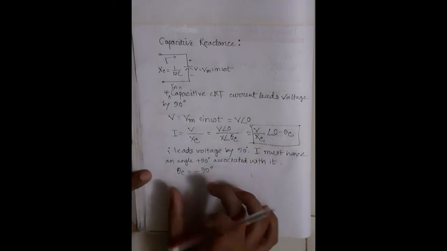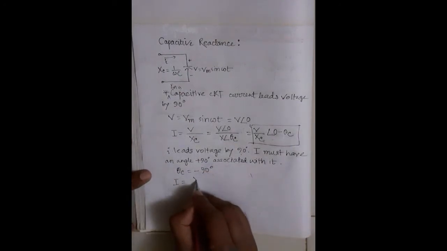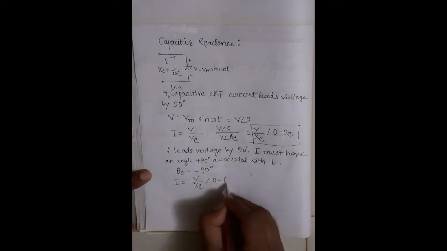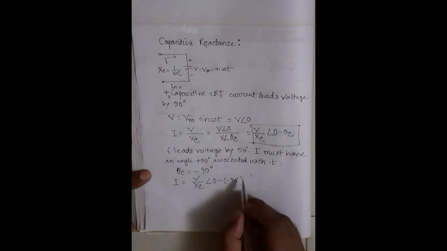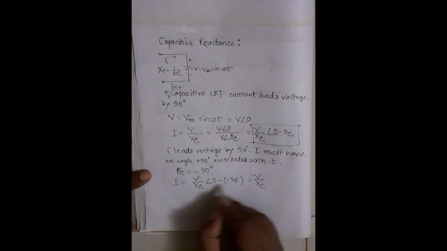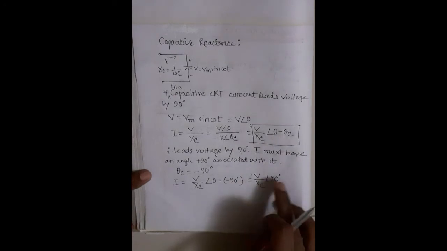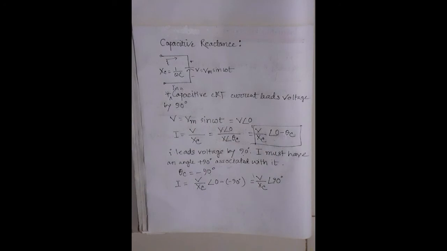So if we replace this theta C value over here, we will be getting I is equal to V over XC at an angle of 0 minus of minus 90 degrees. So that gives us a value of how much? 90 degrees, isn't it? So it actually serves our purpose. In this manner, we are seeing that I is having a value of plus 90 degrees.